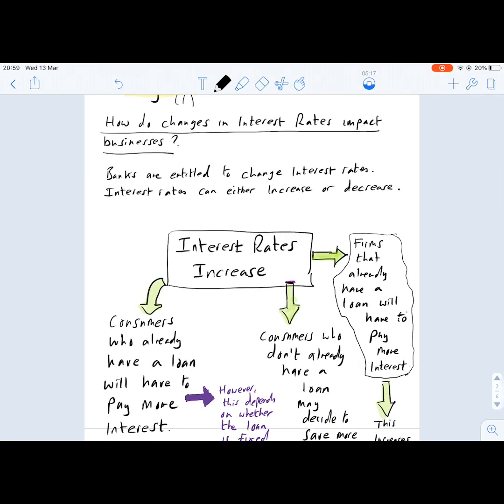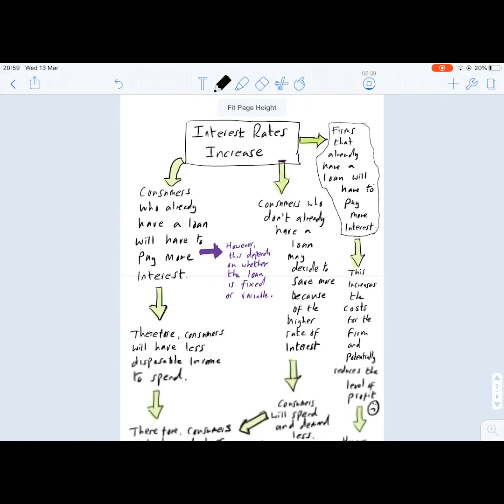Okay, so the next objective, we need to understand how the changes in interest rates impact businesses. Well, banks are entitled to change interest rates. Interest rates can either increase or decrease. So if you get a question about a change in interest rates, please consider the fact that they can increase and decrease. Right, let's have a look at this flow diagram.